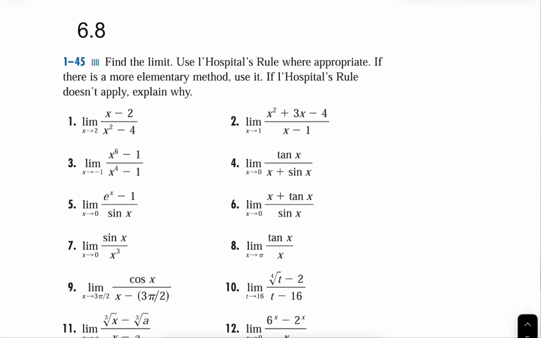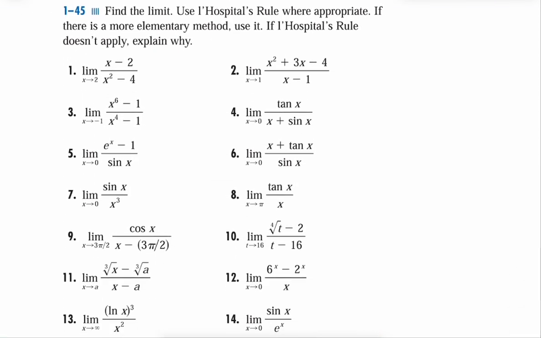Okay. And then finally, L'Hopital's rule. Let's look at number 1. No matter what type of limit I give you, you should always just check direct substitution. If you do direct substitution, can anybody tell me what you get? So that means I can use L'Hopital's rule. We're going to take the derivative of the top, which is just 1. The derivative of the bottom is 2x.